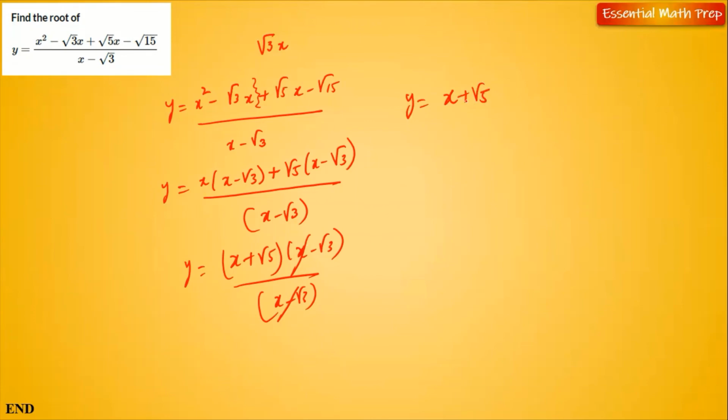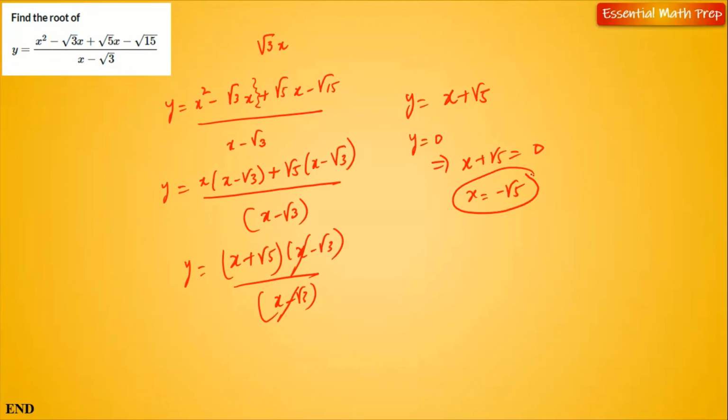So how do we find the roots? That's what it's ultimately asking for. That means we have to assume y equals 0. That means x plus root 5 equals 0, x equals negative root 5. That's it.